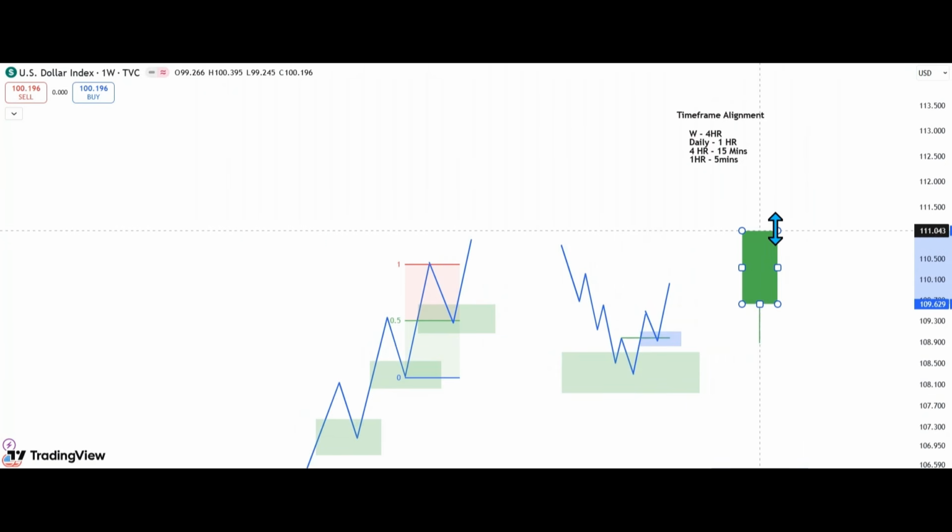And most of the time, the best targets would be previous week highs. The previous week high, that is the best target.